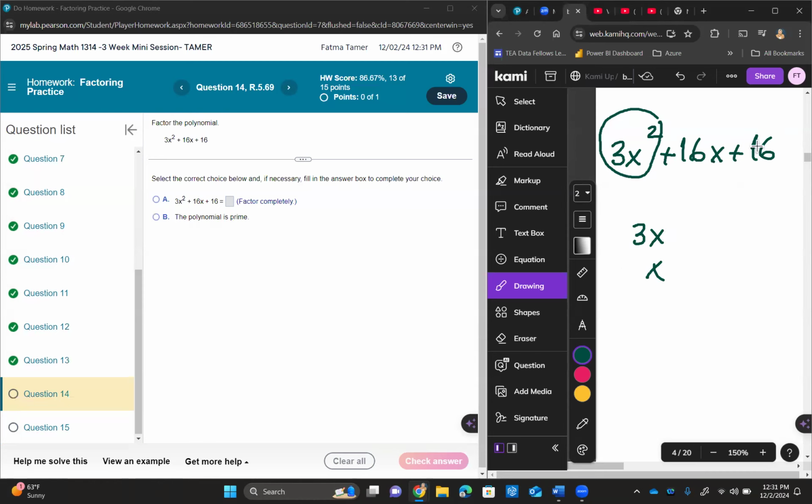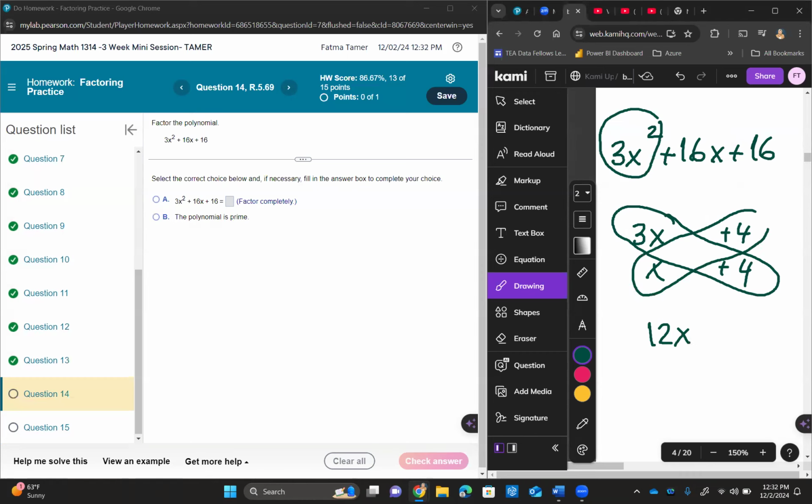There are multiple options for 16. It's 1 times 16, 2 times 8, 4 times 4. I just don't know which one is going to work, but I am guessing that I want to start with 4 times 4. I want to keep them both positive, so when I multiply them, the result is a positive 16. Now, the most critical part: are we going to be able to find 16x when we combine these? So multiply these two first. 3x times 4 is 12x. And then multiply 4 and x, which is 4x. And when you add them up, the sum is 16x, which is in the middle.